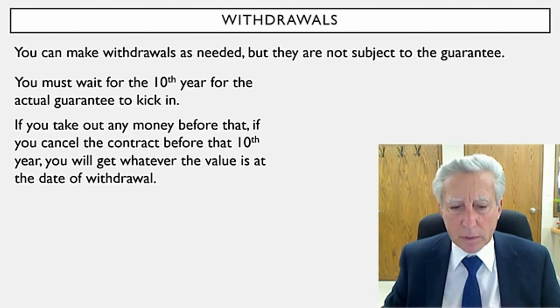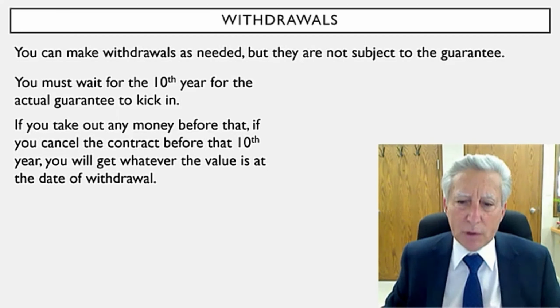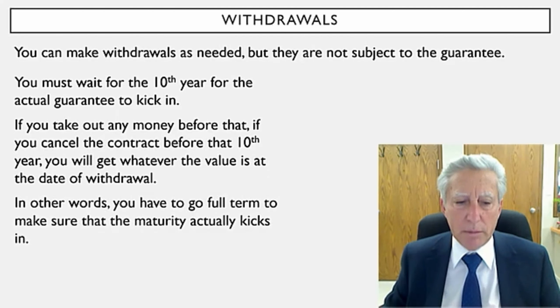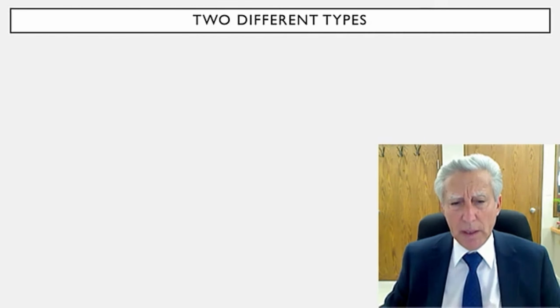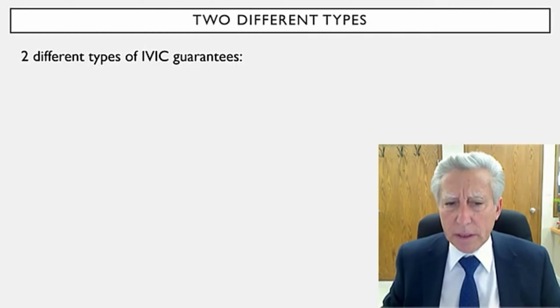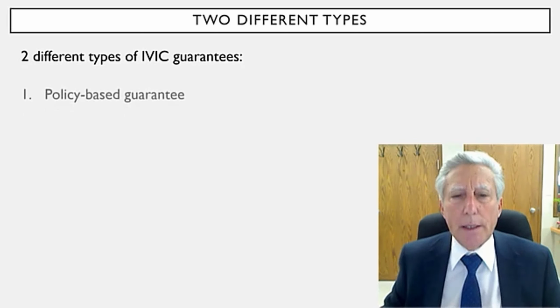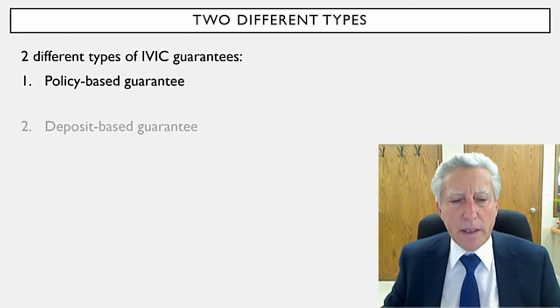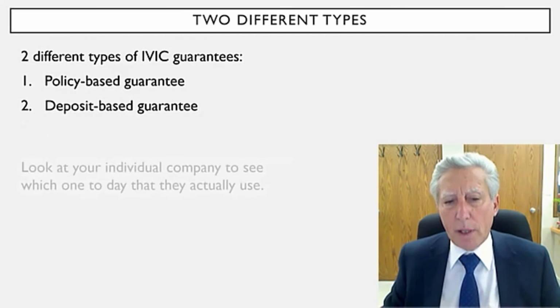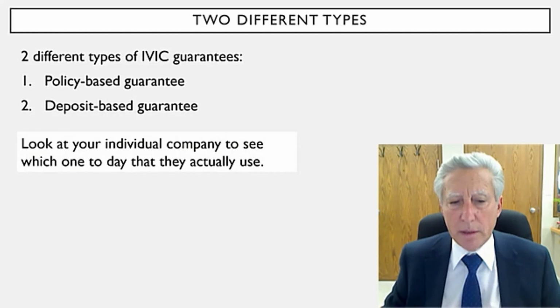There's nothing else, okay? So in other words, you really have to go full term in this to make sure that the maturity actually kicks in, okay? Now, there are two types of maturity guarantees, the two types of policies basically that are issued out there. And once again, you should look at your individual company to see which one they actually use. It's what we call policy-based guarantee and deposit-based guarantee.